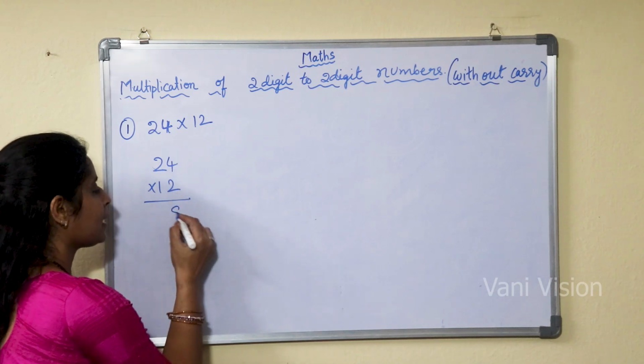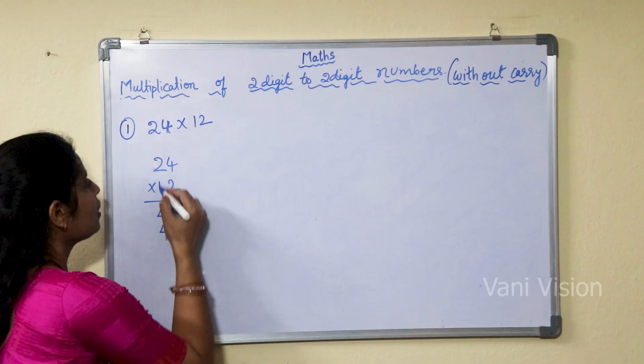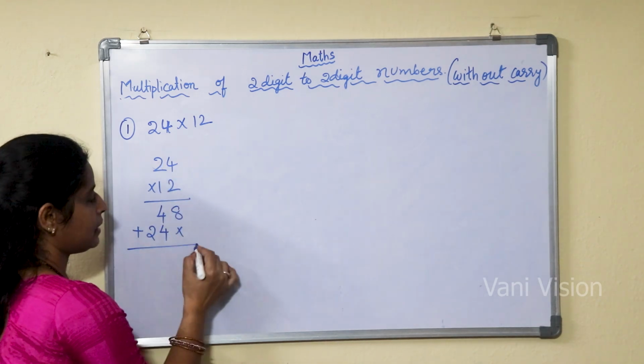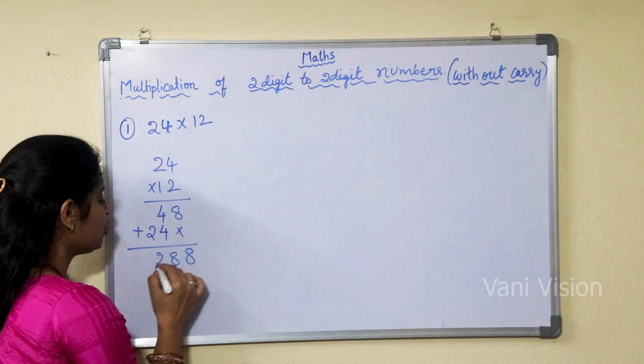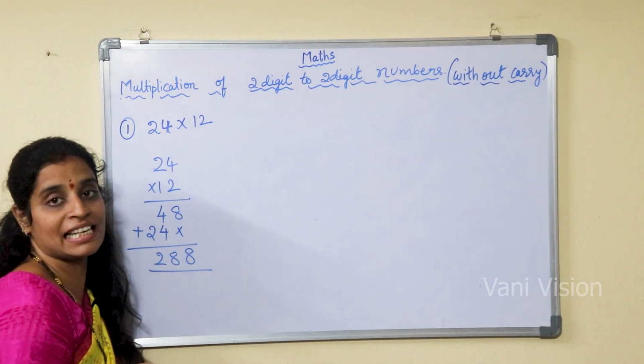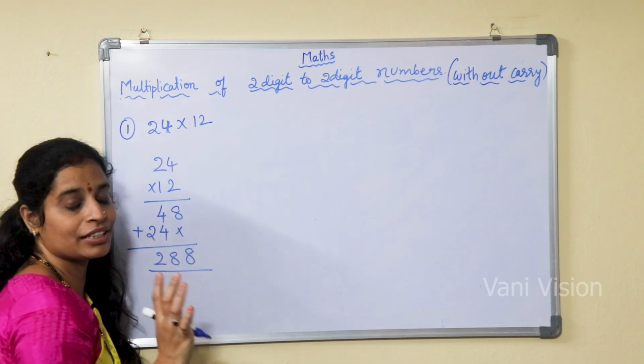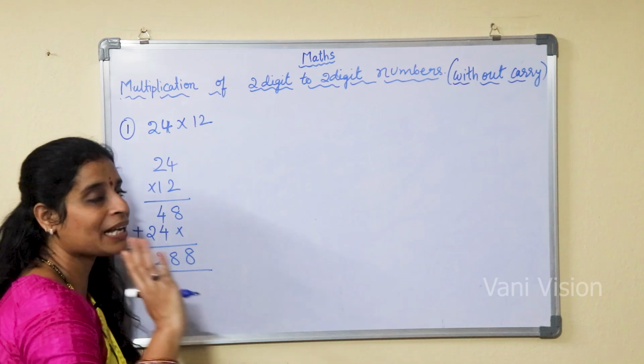So, 2 4s are 8. 2 2s are 4. Into 1 4s are 4. 1 2s are 2. Plus, 8, 8, 2. This is our answer. Now, we are going to see how easily we are going to add this, how easily we are going to multiply this.